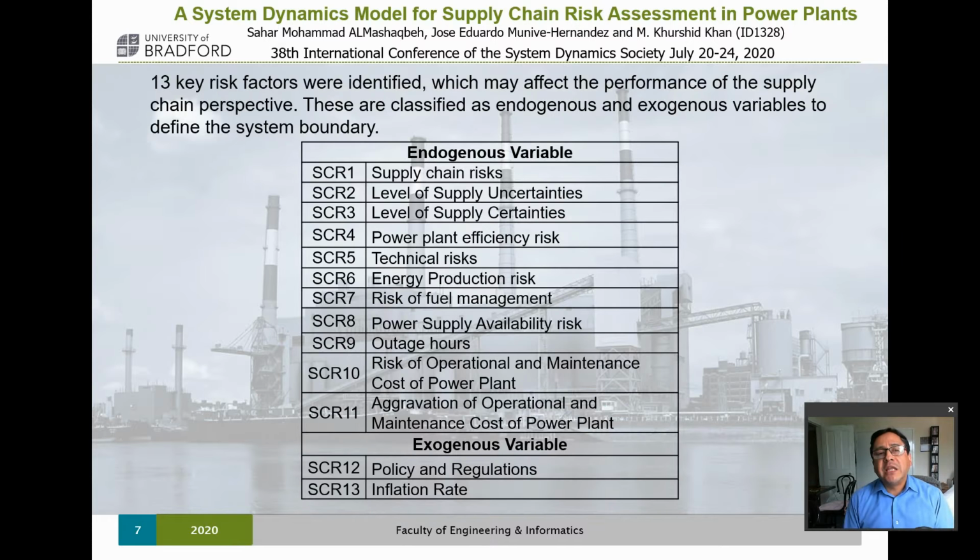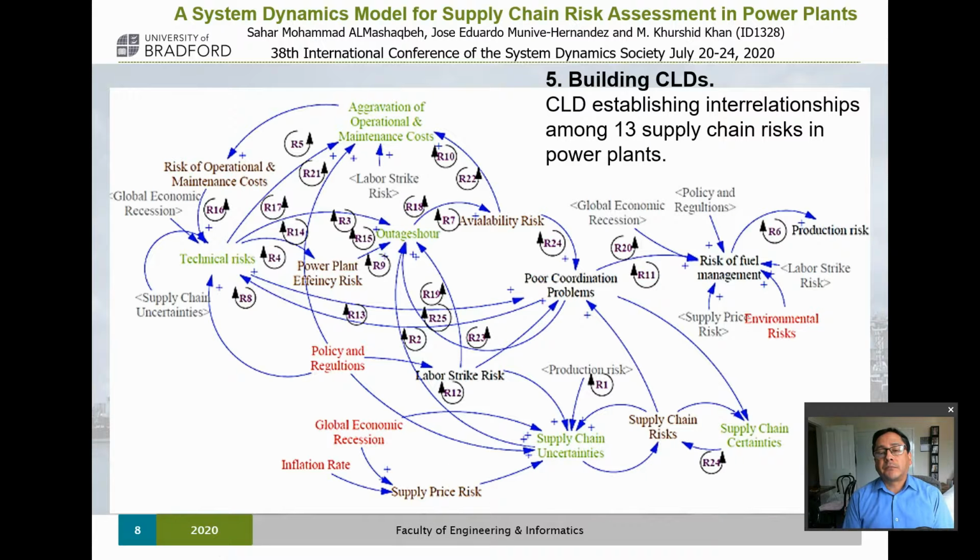So some of the 13 key risk factors that were identified consider aspects related to, for example, the supply chain risk as an indication of the level of supply uncertainties and supply certainties. We also have elements like technical risks, power plant efficiency, risk of fuel management, energy production risks, the risk of operational and maintenance costs of power plants, some of the endogenous variables. And we also have exogenous variables like policy and regulation and inflation rate, which are out of the control of the power plant.